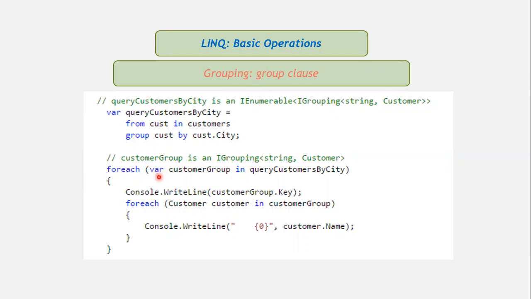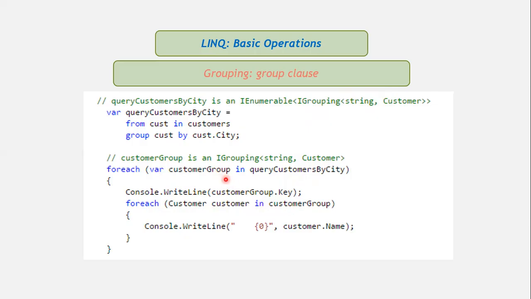But instead of writing that, it's very easy for us to write var, and after that the name of the variable in the query, customers by city. And after that, we know IGrouping is actually a collection of customer, and for that purpose we are using Customer here, the name of the class, and then the variable customer in customerGroup. So customerGroup is actually a variable that we have created here.